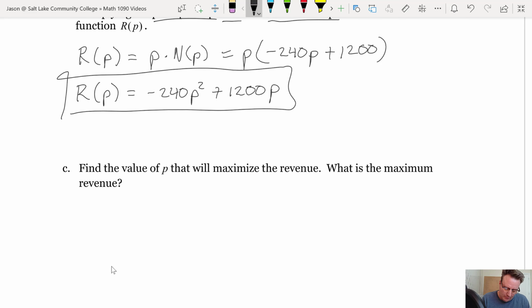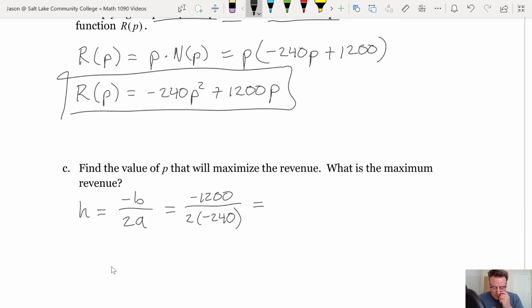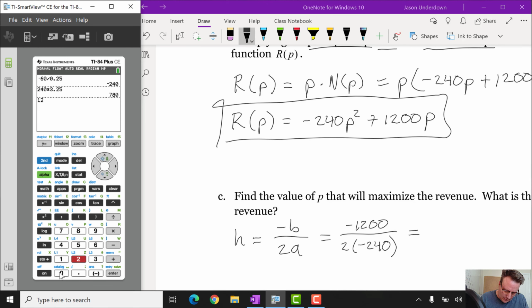So we compute h. Remember that the vertex will have coordinates h comma k, where h is equal to negative b over 2a, which in this case my b is 1200, so we want negative 1200 divided by 2 times negative 240, which is going to be 1200 divided by 480. I'll use the calculator for that. 1200 divided by 480. 2.5.